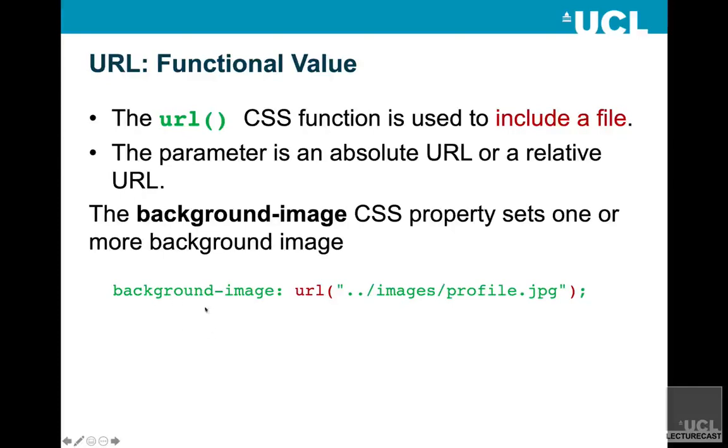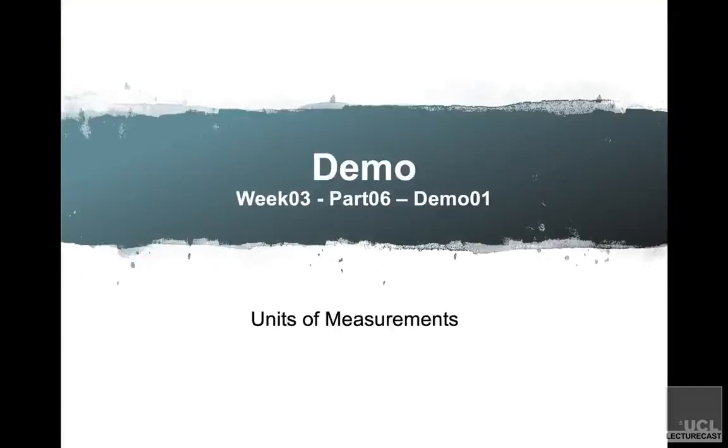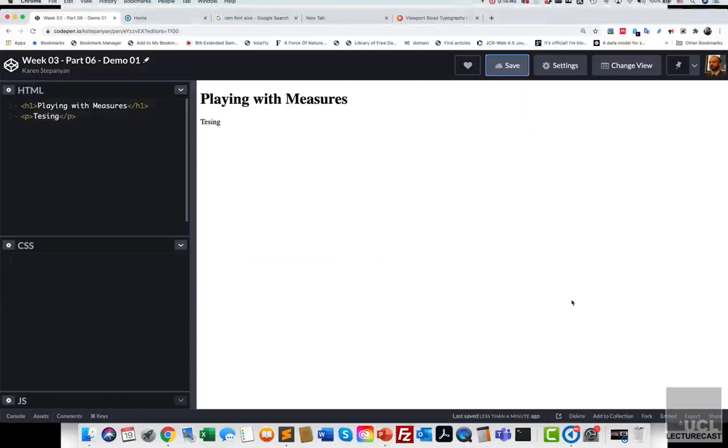So if we have a look at an example here, we can use the background image property and assign a specific picture, in this case profile.jpg, to be assigned to the background image. Let me do a quick demo to show you how some of these measures can be put into practice in real life. So I've created a little CodePen.